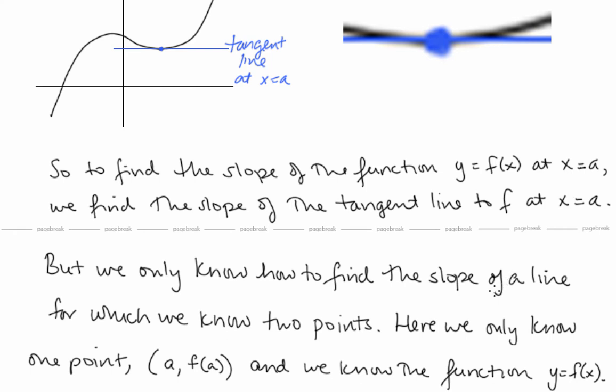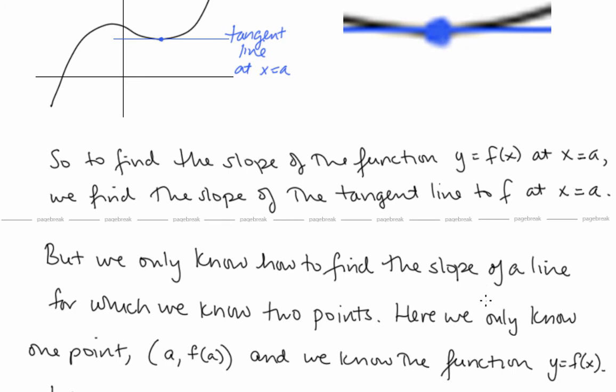But we only know how to find the slope of a line for which we know 2 points. And here, the only information we're starting out with is 1 point, the point of tangency, a, f of a, and the function's formula. We know y equals f of x. We'll have this function formula. So we need to figure out how to find the slope of the tangent line with the given information.